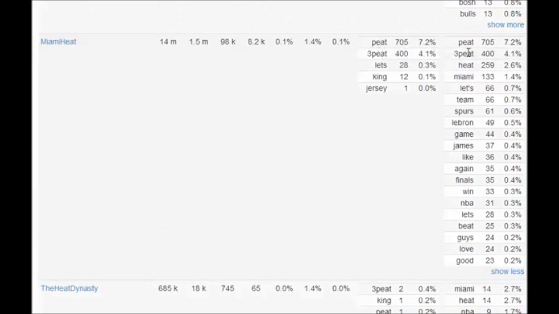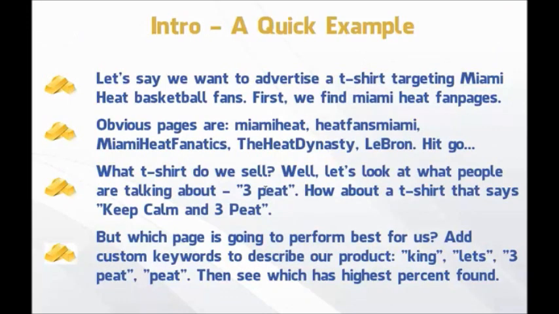The reason that's important is if we know that people are talking about peat and three-peat, then we can feed that into our advertising campaigns, into our ad, and of course in the case of this particular example we can put that onto our t-shirt. So by looking at what people are talking about, this phrase three-peat, we can come up with a t-shirt slogan such as "Keep calm and three-peat," for example. And there's lots of variations. I just quickly came up with an idea here.